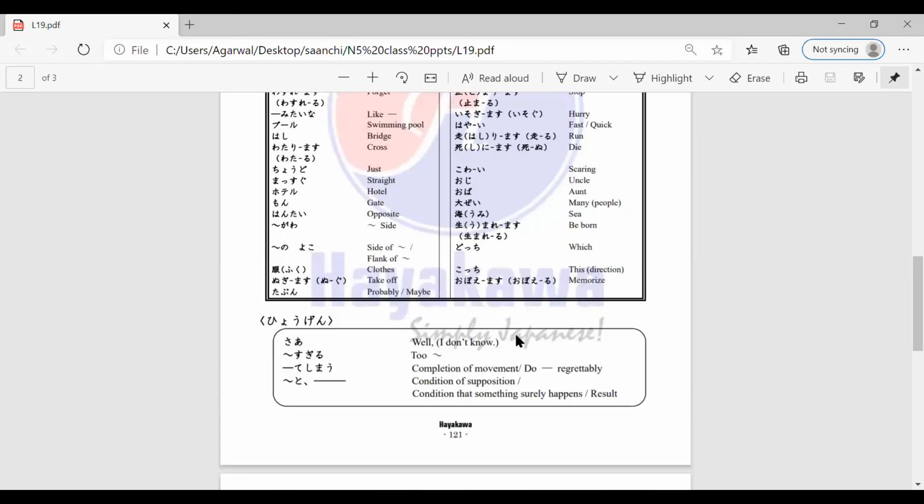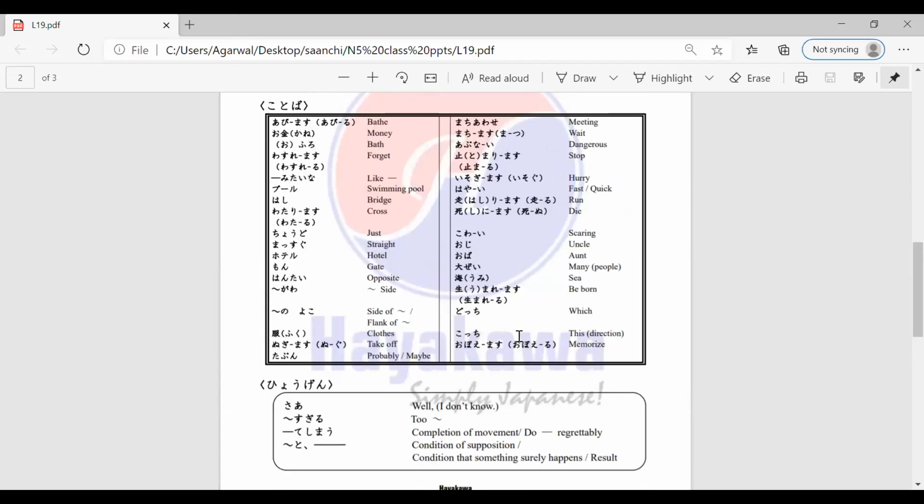No, sir. So can we read the Kotoba together for lesson 19? The first word is abimasu or abiru, which means to bathe. The next word is okane, which means money. The next word is ofuro. Ofuro is bath. So your bathtub in Japanese would be ofuro.